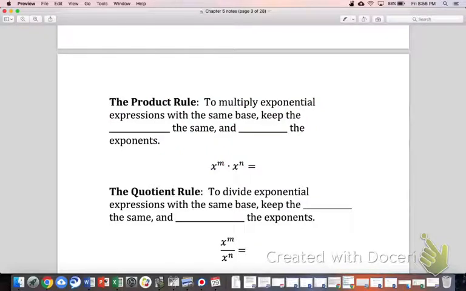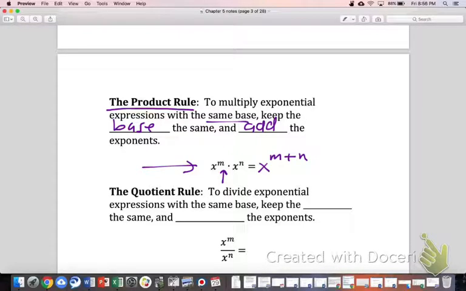Okay, now we're going to take a look at a couple of rules for dealing with exponential expressions. So the first one is called the product rule. And the product rule says this: if we are multiplying exponential expressions with the same base, we are going to keep the base the same, and we will add the exponents. So an example of this would be right here: x to the m times x to the n. Notice that the bases are the same, and we are multiplying those bases together. So this would result in x to the m plus n. When you get to class, we'll look at maybe some reasons why this rule is, but for now I want you to kind of get used to the name, the product rule, and what it means.